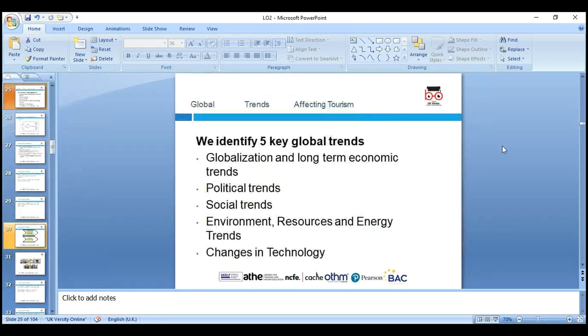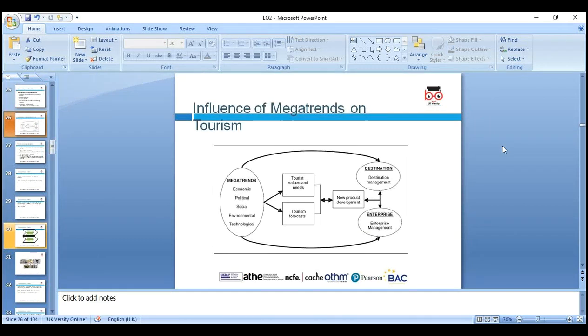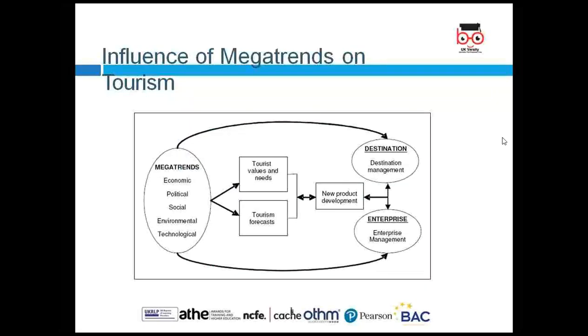So we can look around all these facts and figures within it. Influence of mega trends on tourism. What is a mega trend? Mega trends are economic, social, all these factors. Tourist values and needs we need to look at, and tourism forecasts. We need to develop new products based on social, environmental, and various other trends, and we need to do more destination marketing.